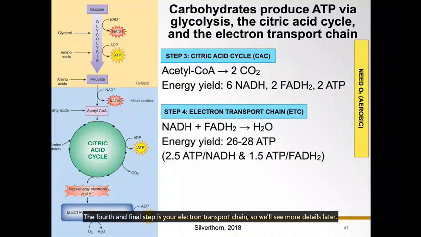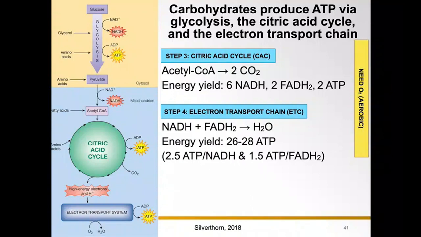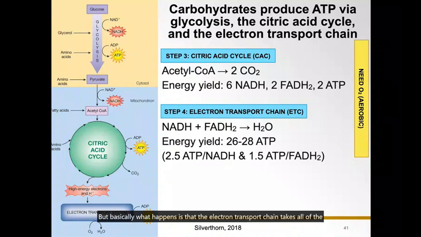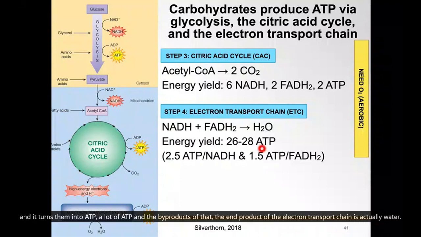The 4th and final step is your electron transport chain. We'll see more details later, but basically what happens is that the electron transport chain takes all of the NADH that were produced higher up, so the NADH produced from glycolysis, the NADH produced from pyruvate oxidation, and the NADH and FADH2 produced from the citric acid cycle, and it turns them into ATP, a lot of ATP. And the byproduct of that, the end product of the electron transport chain, is actually water.